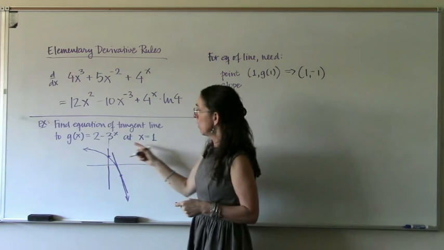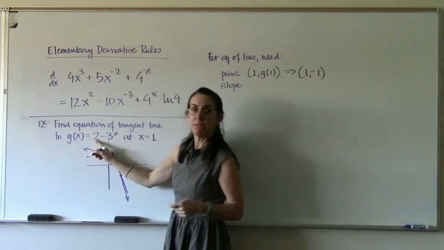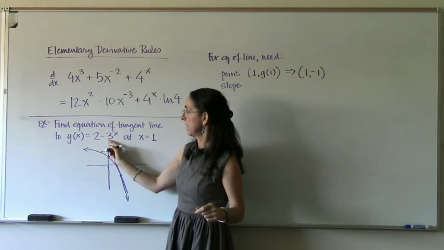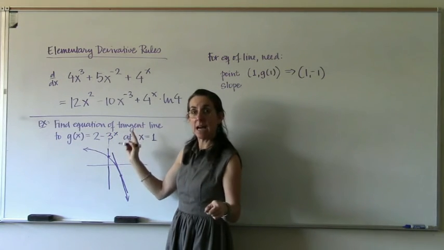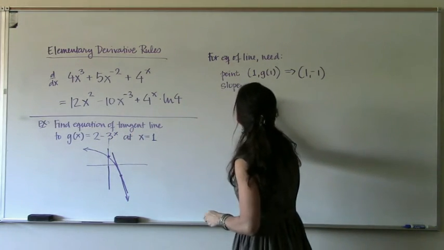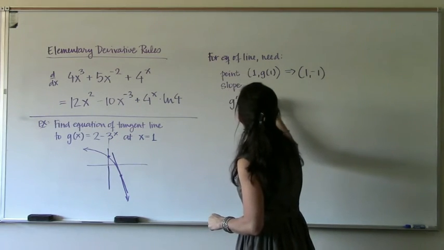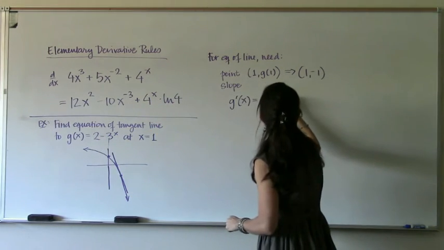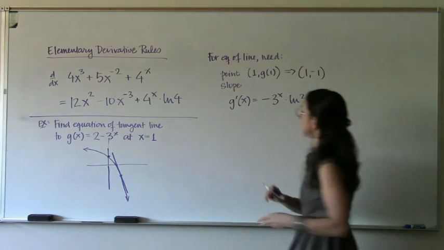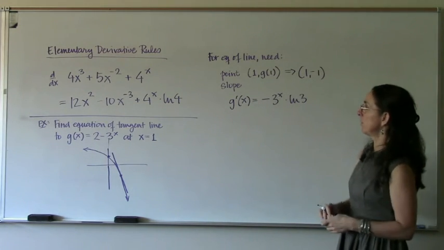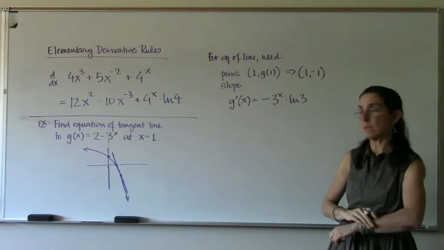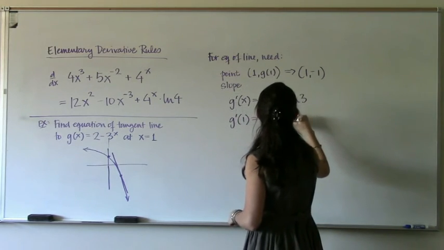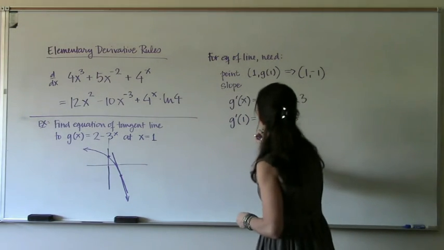So when we differentiate this, the derivative of a constant is 0, right? And the derivative of 3 to the x is 3 to the x times the log of 3. So g prime is negative because of the negative right here. 0 minus, then we'll get 3 to the x times the log of 3. And the slope at this particular point, we want to evaluate this when x is equal to 1. So g prime of 1 is negative 3 to the first times the log of 3. So negative 3 logs of 3.